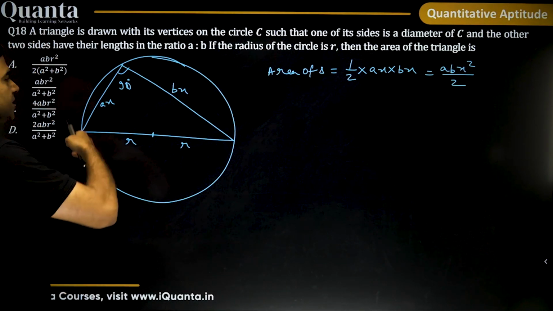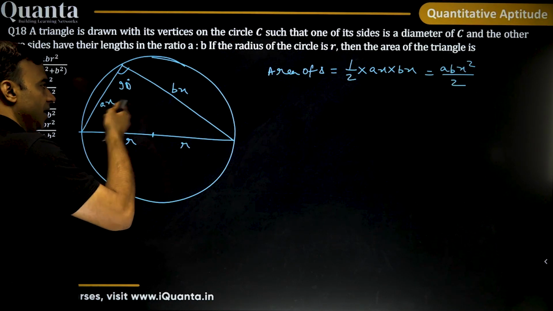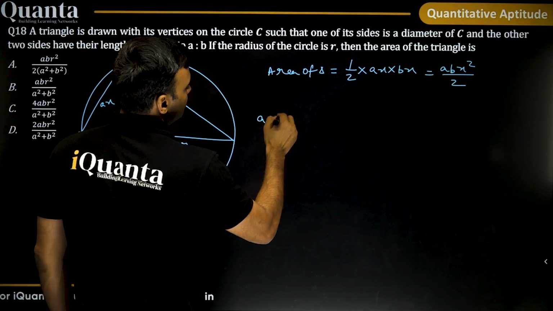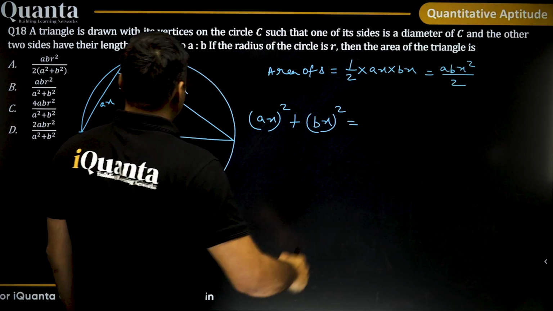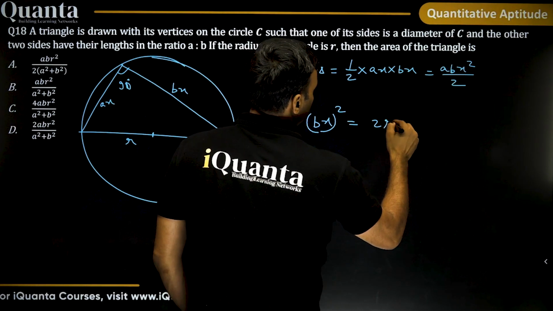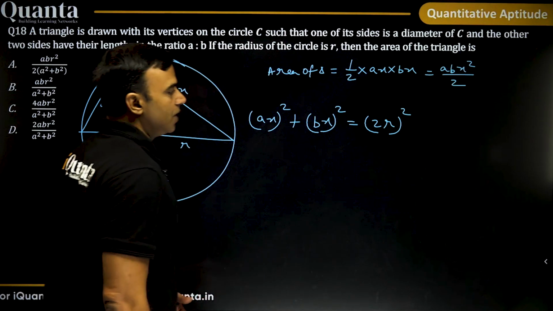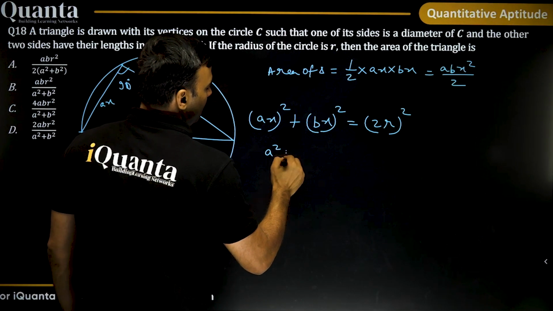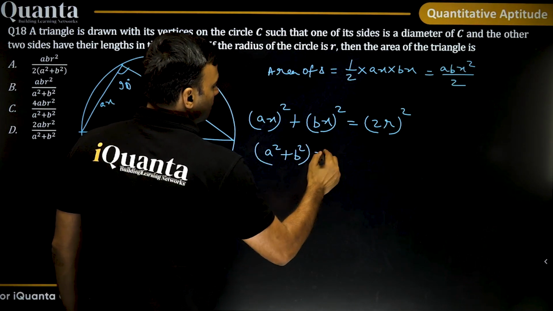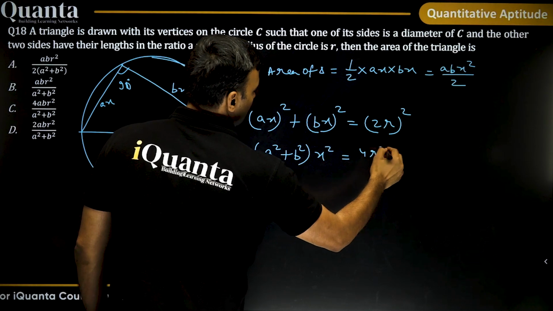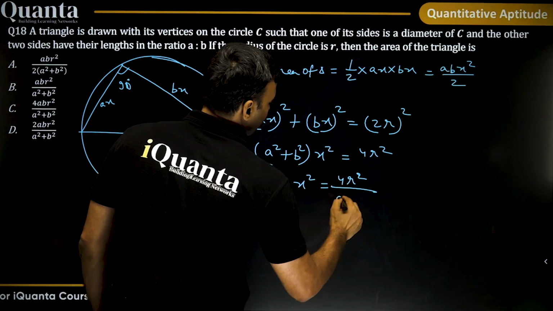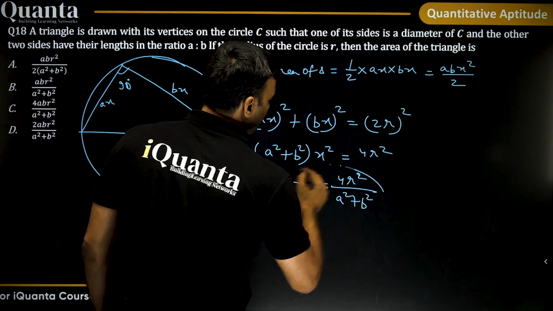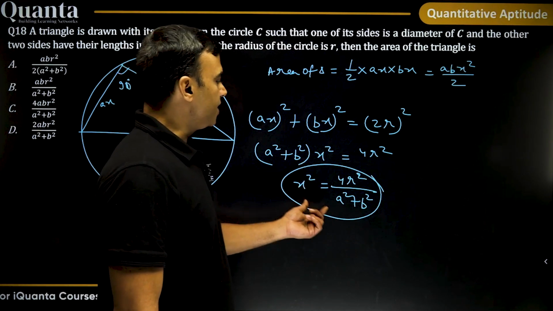Acha, that's it. This is a right angle triangle. So if it is a right angle triangle, just apply the property. AX square plus BX square is equal to 2R square. Be careful, the diameter will be 2R, so its square is 4R square. So this is A square plus B square, X square common, that is 4R square. So X square is equal to 4R square divided by A square plus B square. So this is a very simple question. Just put this entire item in place of X square.